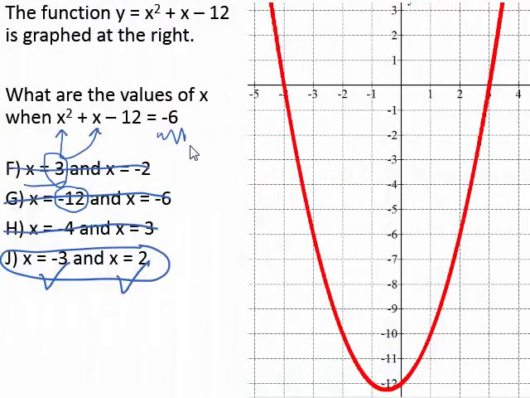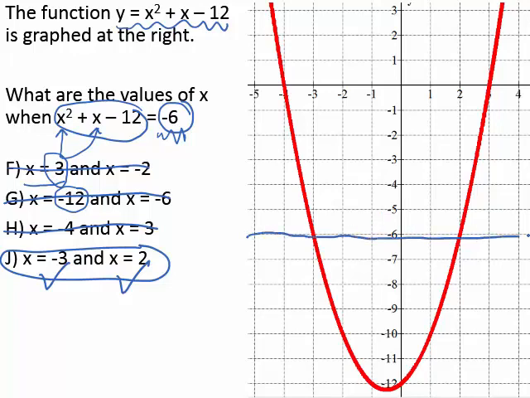Now on the graph, there's a really quick shortcut to all of this. If you know this is the equation that you've graphed, and you're trying to find out where it's equal to negative 6, well, we just draw negative 6 across the graph, and we find the two x values where it's equal to negative 6. If you follow it down, it's negative 3 and positive 2, which matches answer choice J. Guess and check works, so does the graph. Graph's a lot faster.